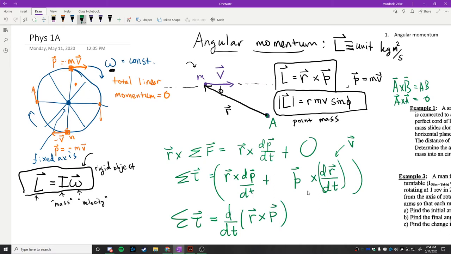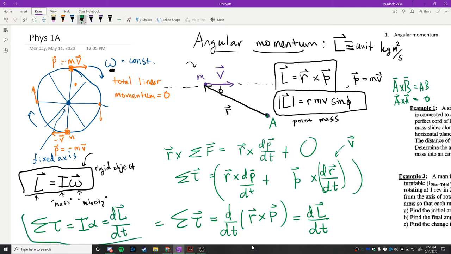You guys see it? It's exactly the same thing. And this right here is equal to the time derivative of L. So this gives us our Newton's second law equation, where there's two different ways to say what net torque does. It either has the effect of increasing angular acceleration, or you can think about it as the time derivative of angular momentum. That's the rotational equivalent of Newton's second law right there.